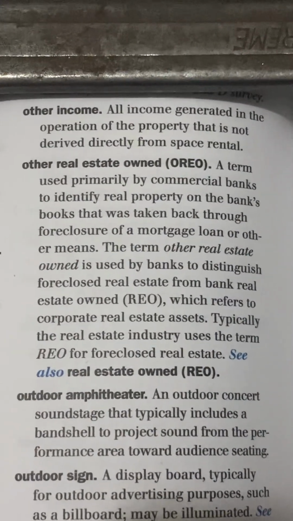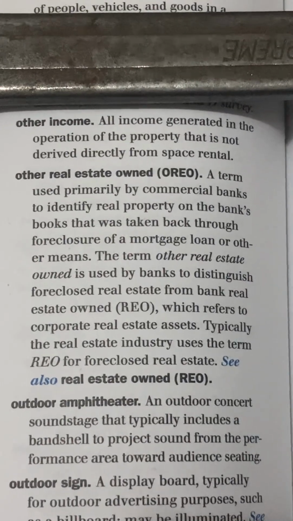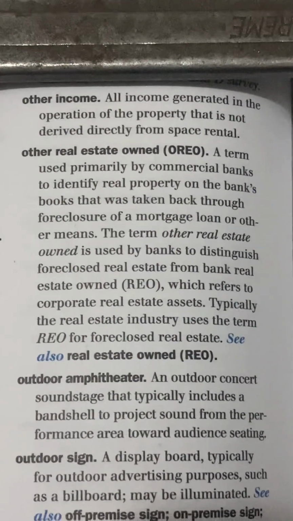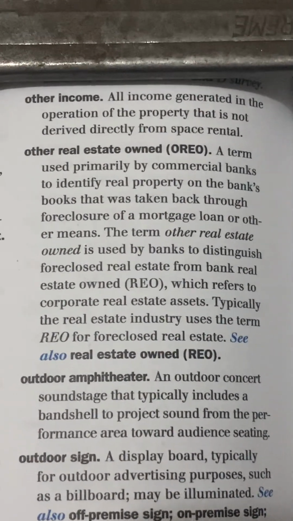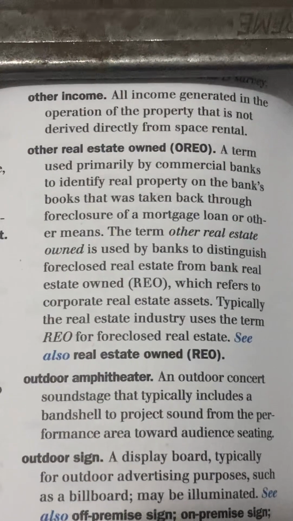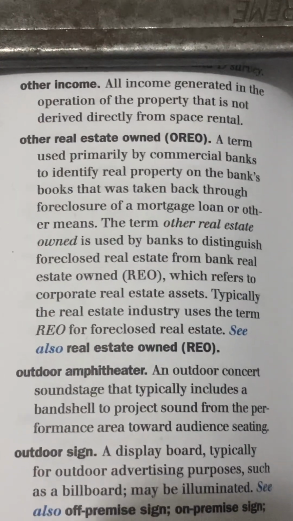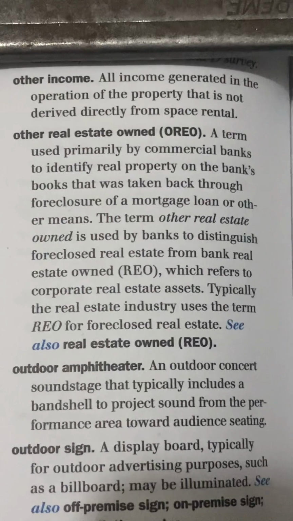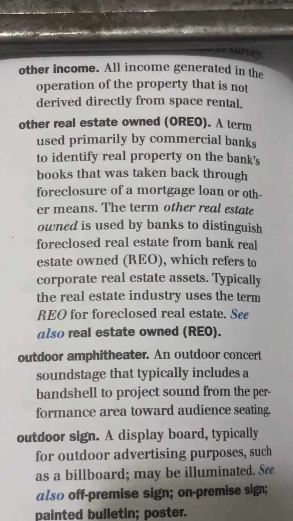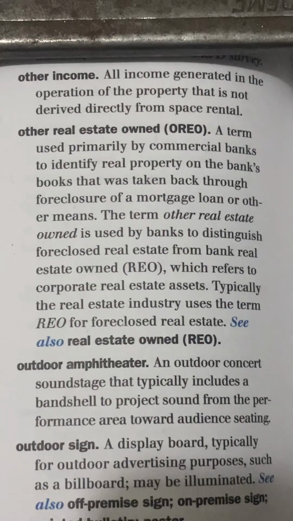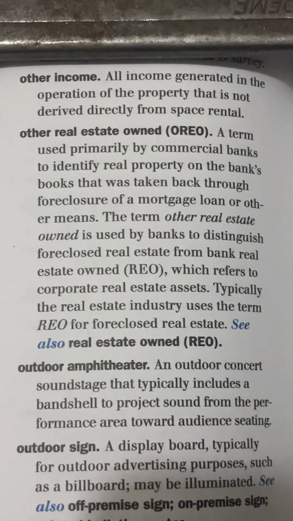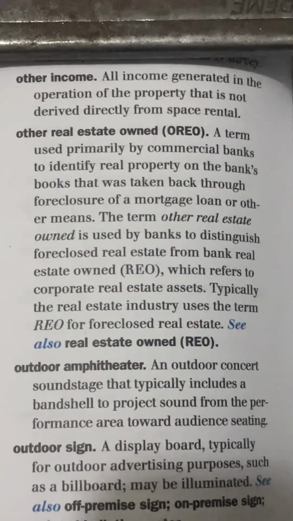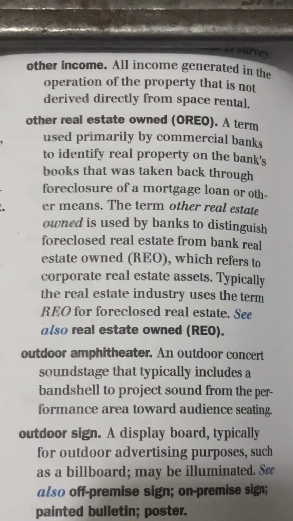Other real estate owned. The acronym is OREO, O-R-E-O. A term used primarily by commercial banks to identify real property on the bank's books that was taken back through foreclosure of a mortgage loan or other means. The term other real estate owned is used by banks to distinguish foreclosed real estate from bank real estate owned, REO, which refers to corporate real estate assets. Typically, the real estate industry uses the term REO for foreclosed real estate. See also real estate owned, REO.